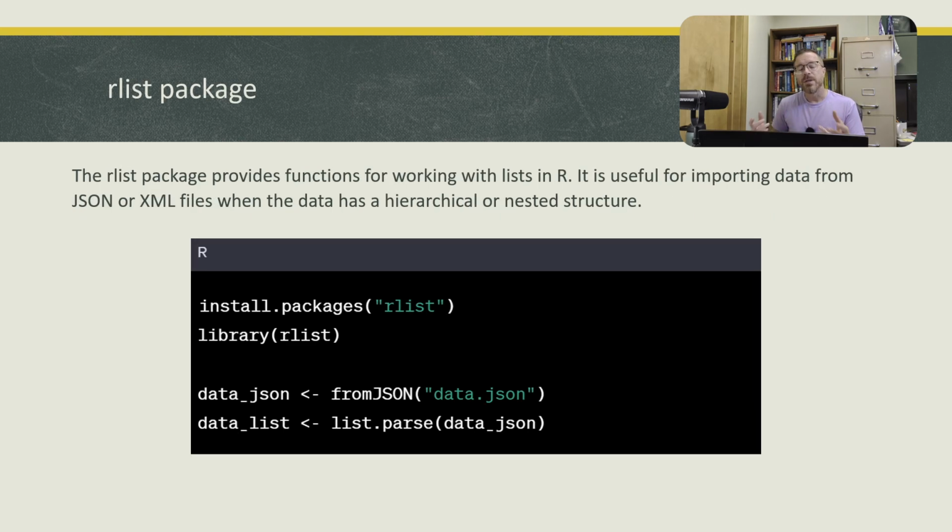And then the last one I wanted to just bring to your attention is the rlist package. This provides functions for working with lists in R. It's useful for importing data from JSON and XML files when the data has a hierarchical or nested structure, right? So if you're doing from JSON, it's fromJSON. And then if you wanted to parse that data, you do list.parse. That would put it into your data list. This is just a small sample of the different packages available in R to import data.